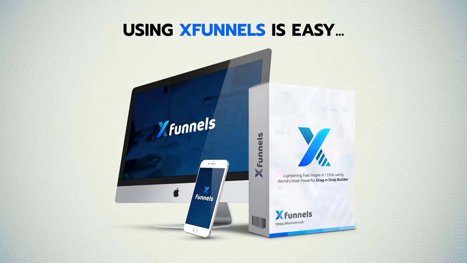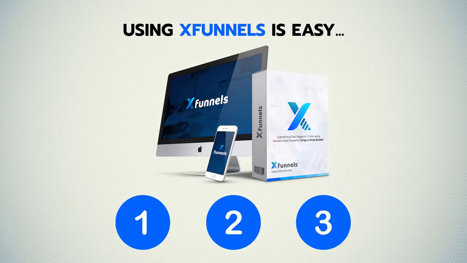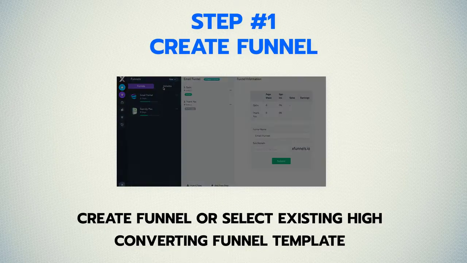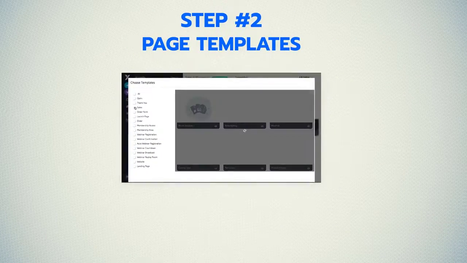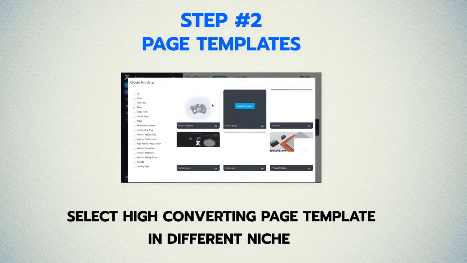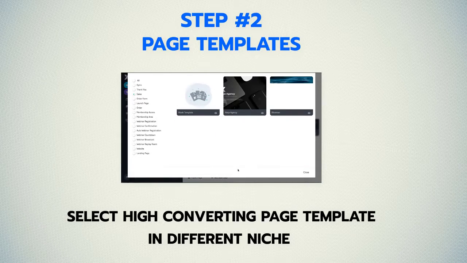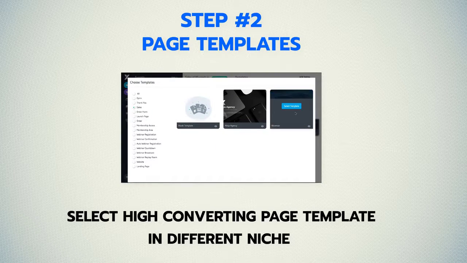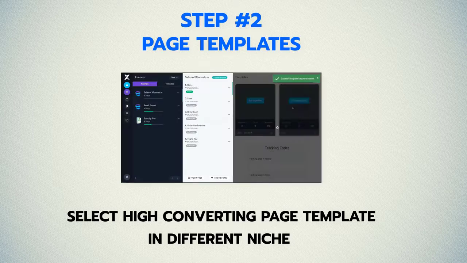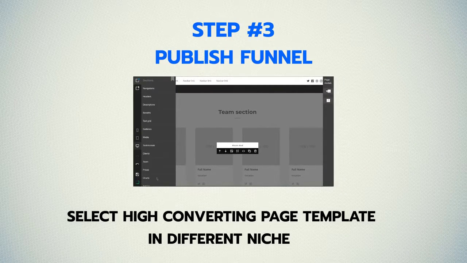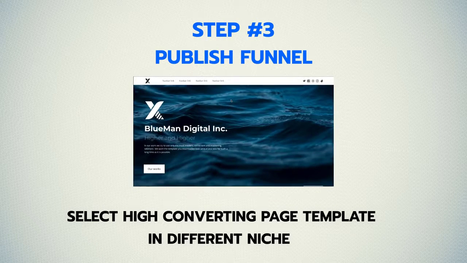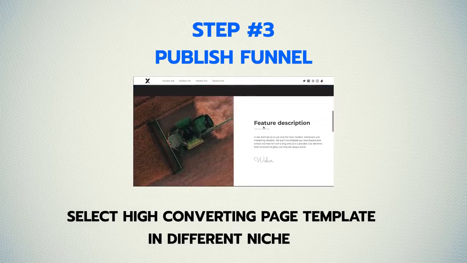Using xFunnels is easy as 1, 2, 3. Step 1. Create funnel or select existing high converting funnel template. Step 2. Select high converting page template in different niche or fetch any page you admire via URL in page editor to modify or create one from scratch. Step 3. Publish your funnel live in a few clicks. Easy, isn't it? Let me show you how it works.